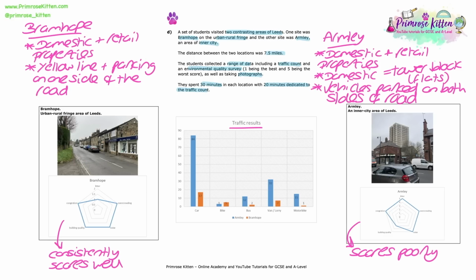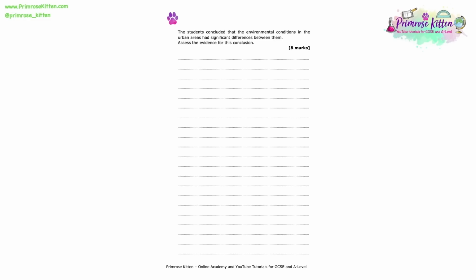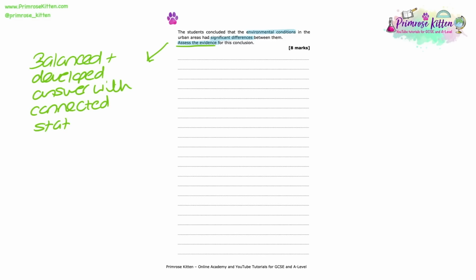Finally, considering the traffic results for both locations, we can see that Armley has a considerably higher volume of traffic than Bramhope. The students concluded that the environmental conditions in the urban areas have significant differences between them. Assess the evidence for this conclusion for 8 marks. Your response to this question will need to be balanced and developed with connected statements.